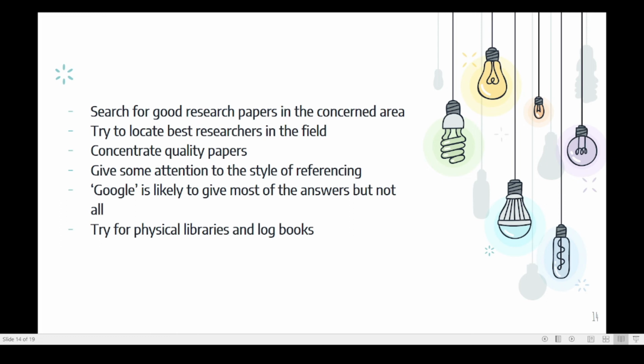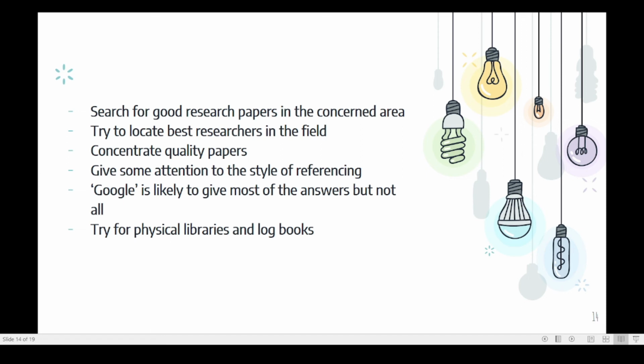Then consider quality papers. Quality again is a vague kind of concept, because beauty lies in the eyes of the beholder. To some person, quality is something else. To us, to you, to somebody else, the meaning of quality is different. As far as my point of view is concerned, if a paper includes quantitative analysis, then it is a quality paper. So you can have your own parameters: from my point of view, quality is this, from my guide's point of view, quality is this, from my colleague's point of view, quality is this.